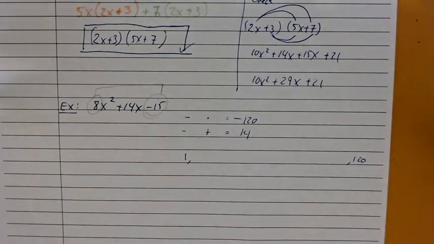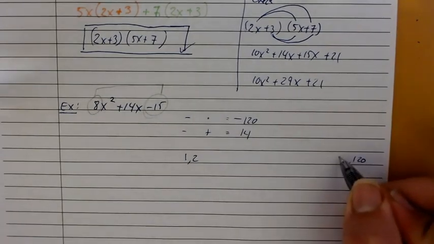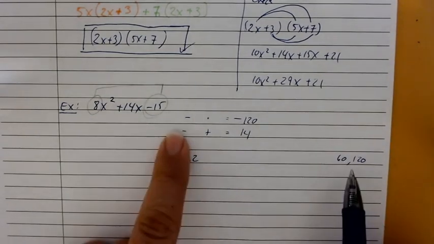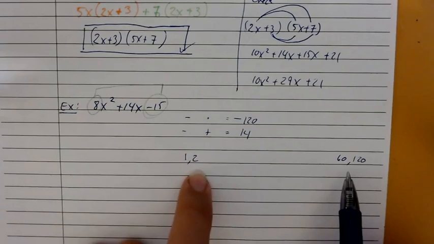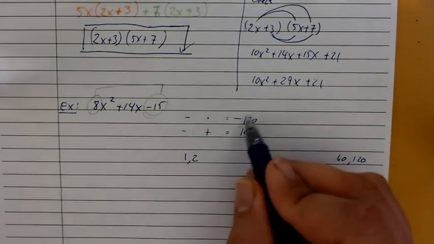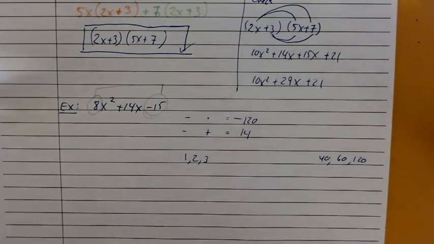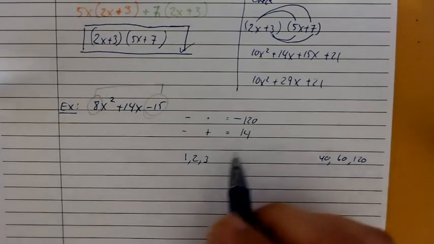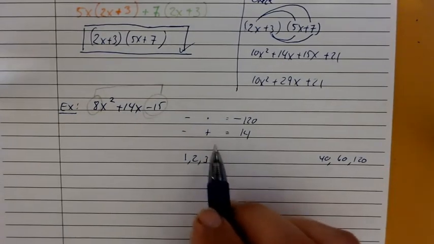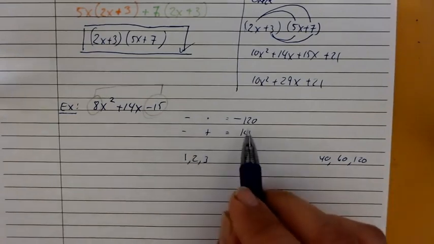What about 2 times 60? That's the next number on the list. Oh, that doesn't work either, because negative 2 plus 60 is 58, and flipped, that's negative 58. I can divide this by 3, though. Let's try 3 and 40. 3 times 40 is 120, but this doesn't add up right. Negative 3 plus 40 is 37, and if you flip them, that's negative 37.